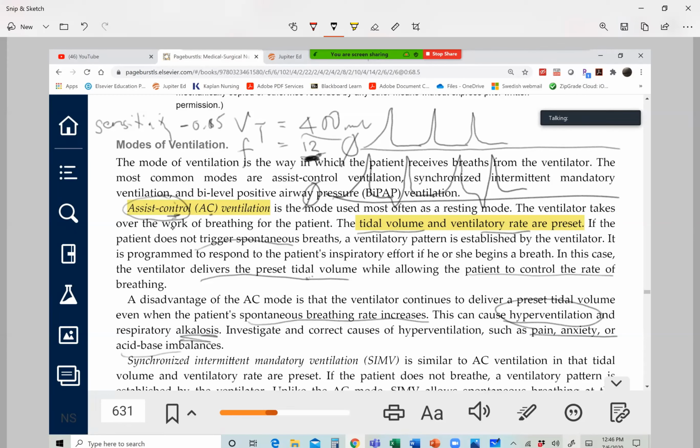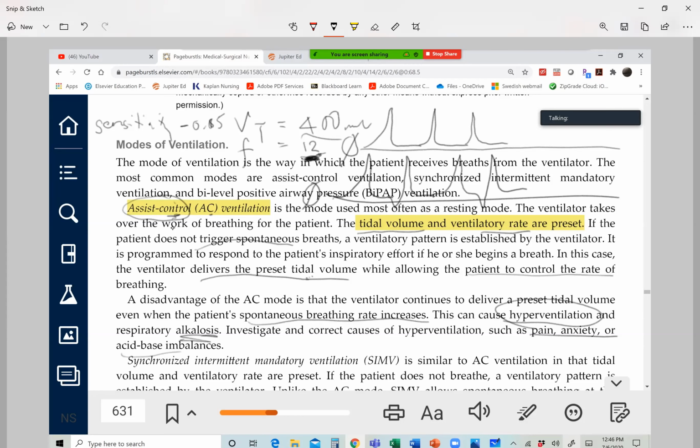By the way, you draw ABGs every time there's a change in the mode or a change in the setting. Anytime you make changes on the vent, you have to draw an ABG to see how that change affected the patient's respiratory function. Remember, these patients cannot speak, they are sedated. So the only way you can evaluate the effect of that change is to draw an ABG within about 30 minutes of the change.